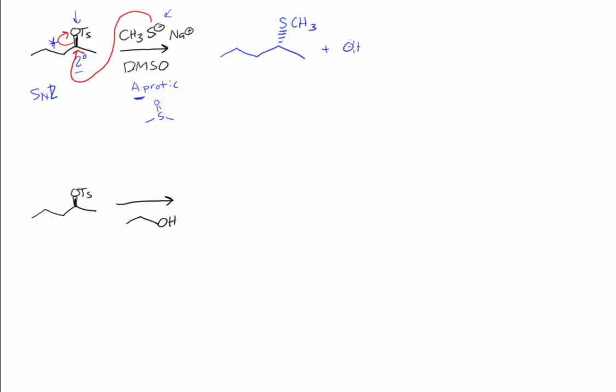And then we have OTs right here, and we have sodium along for the ride. It doesn't really play a role here. And so we have inversion here. That's the only enantiomer that forms, or at least that one forms in, say, 95 or 99% purity. So we get inversion here.